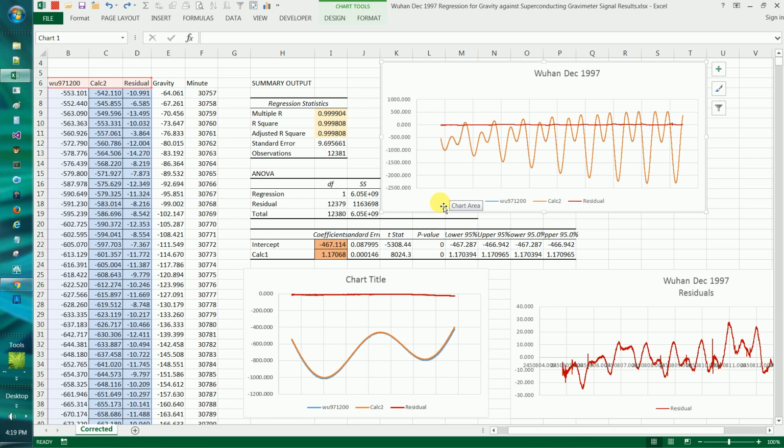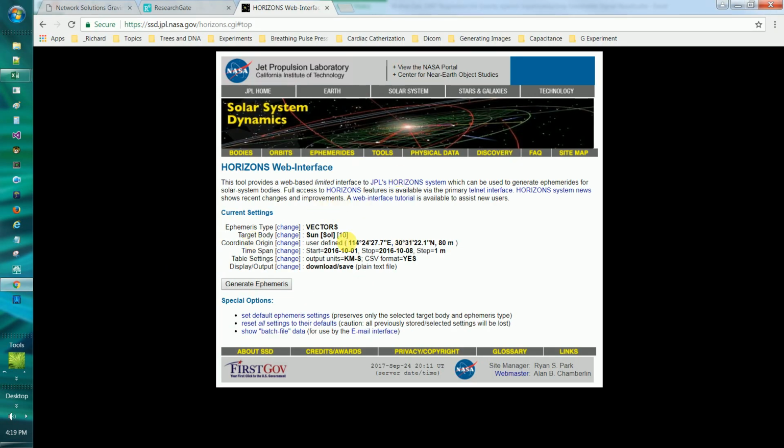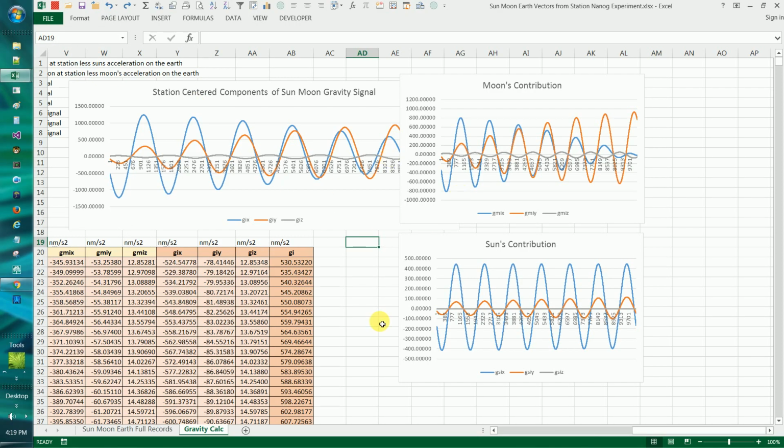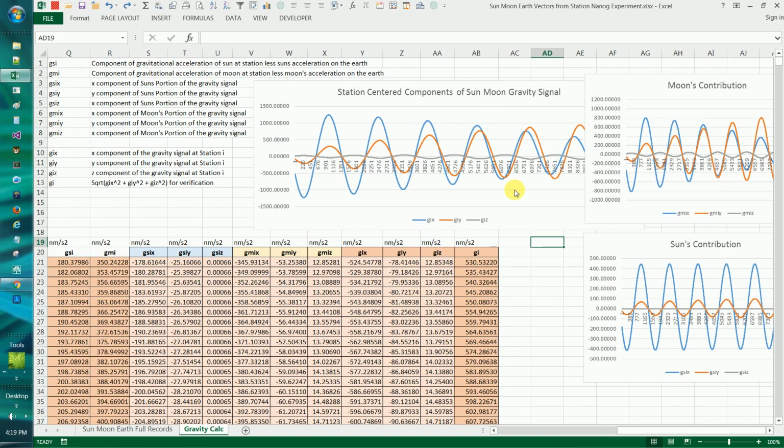Okay, this is getting long again. So we've gone a long way from horizon to the components of the gravity signal. Please ask questions if this is of interest to you at all.